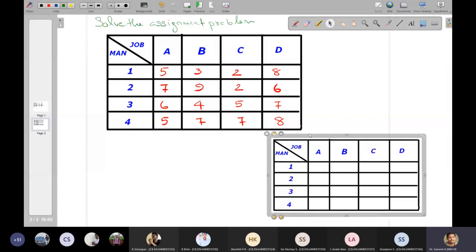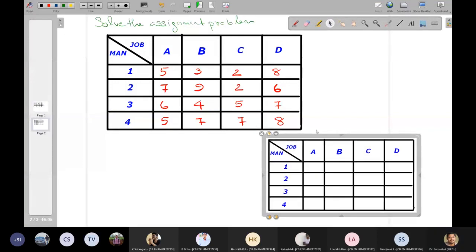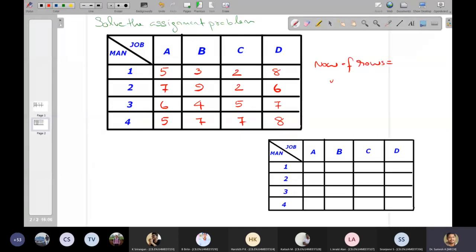What was your first step? Ensure rows equal columns. So rows and columns are equal in number. You don't need to change anything. So the number of rows equals the number of columns. So it's a balanced one.